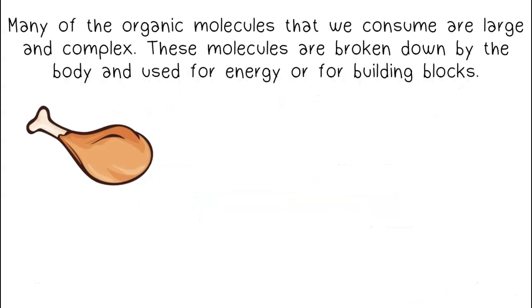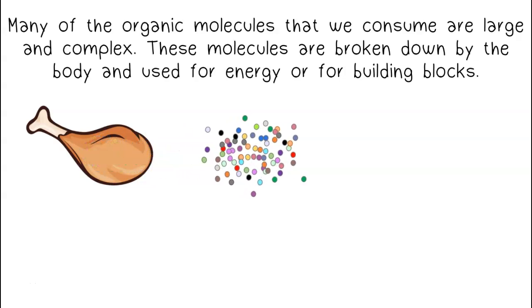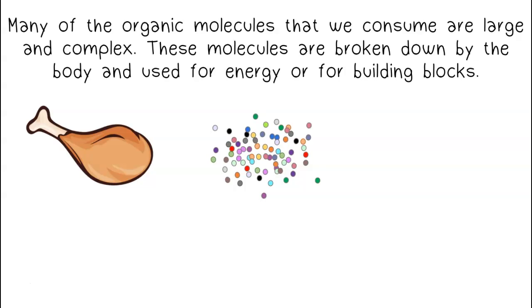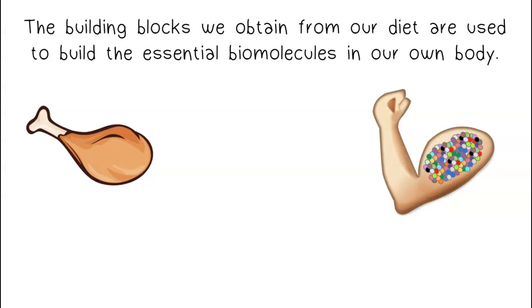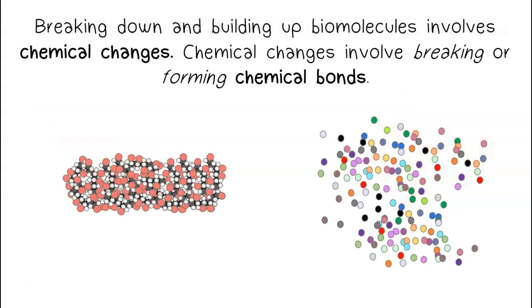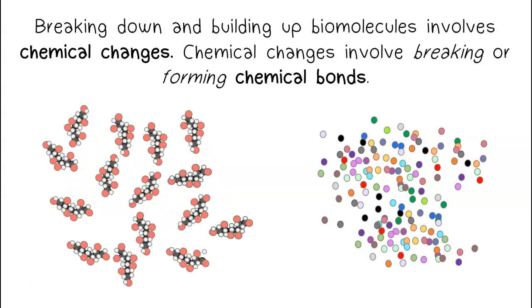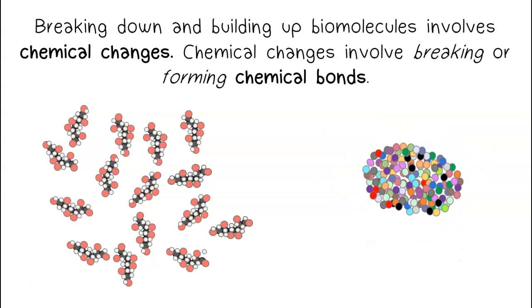Many of the organic molecules that we consume are large and complex. These molecules are broken down by the body and used for energy or for building blocks. The building blocks we obtain from our diet are used to build the essential biomolecules in our own body. Breaking down and building up biomolecules involves chemical changes. Chemical changes involve breaking or forming chemical bonds.